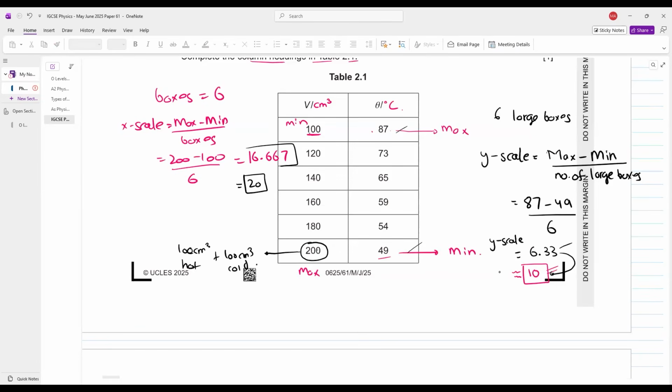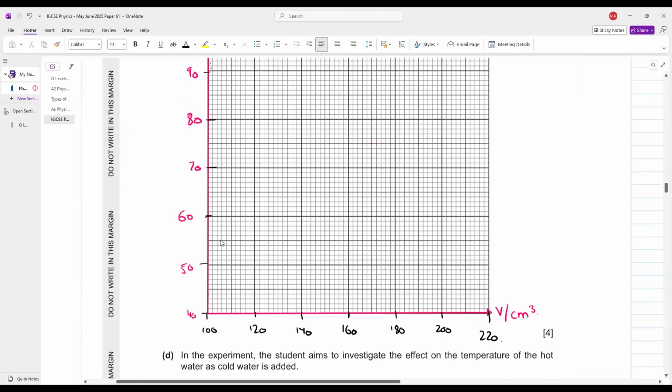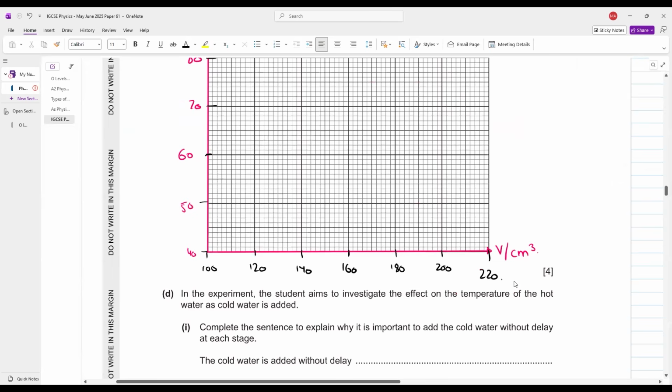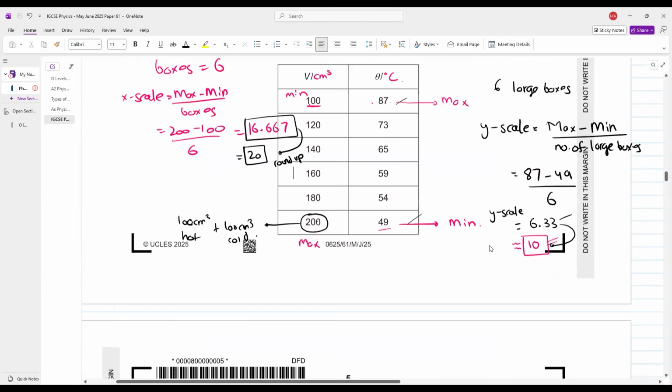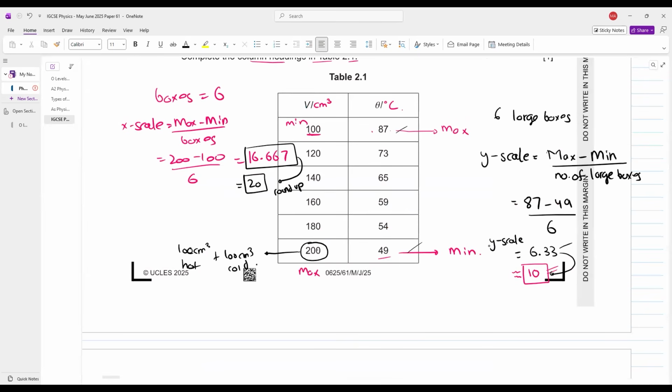Similarly, for x-axis, you take the minimum value, maximum value, calculate the difference divided by the number of boxes. Your scale was coming out to be 16.667. But 16.667 cannot be plotted. So we always round up. हमेशा round up करते हो scale को. This comes out to be 20. 20 is plottable. 100, 120, 140, 160, 180, 200, 220.